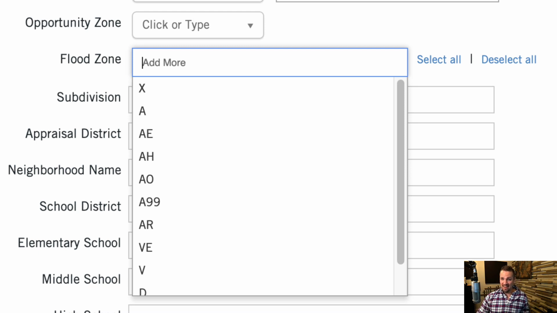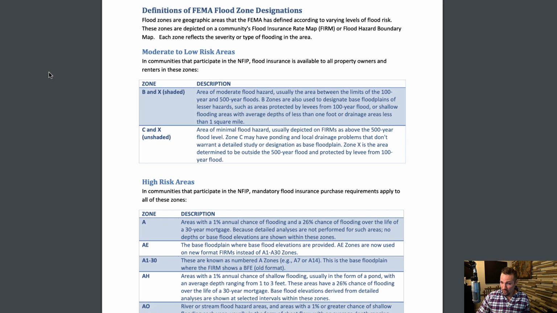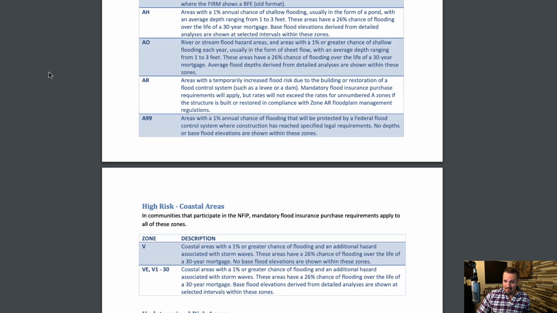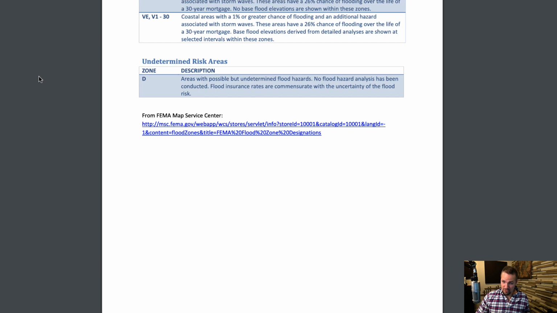Is this something that you can expect to flood every year? Or does it only happen once every 500 years where it's almost no risk, but still there's always that outside chance? If you want to get an overview of what all these different types of flood zones mean, I'm going to go ahead and link to this page that I found just doing a random Google search. You might find that interesting.